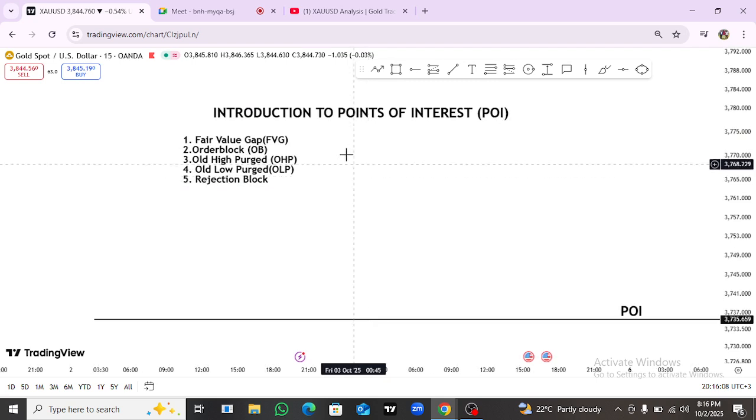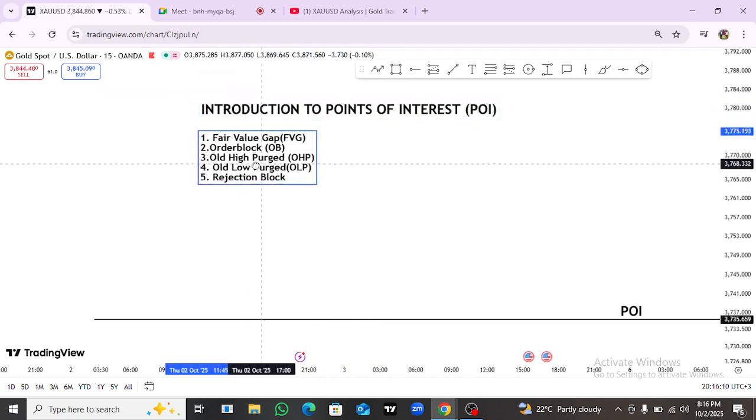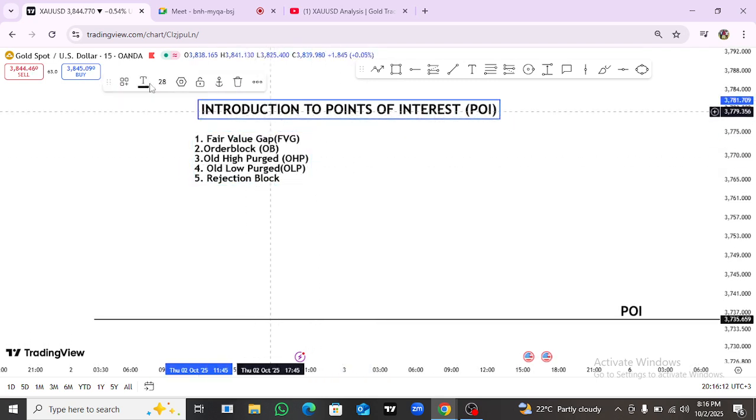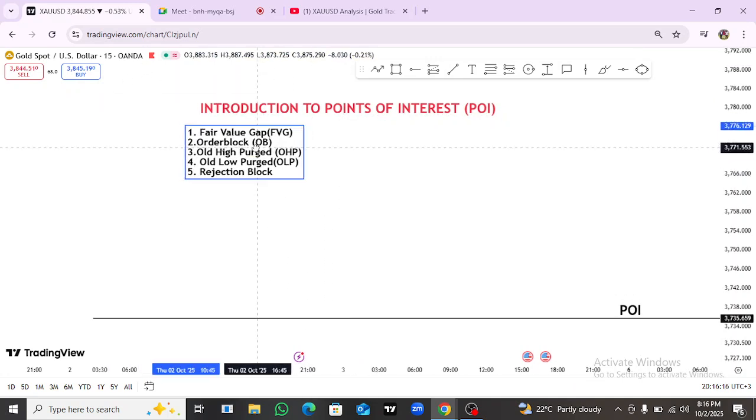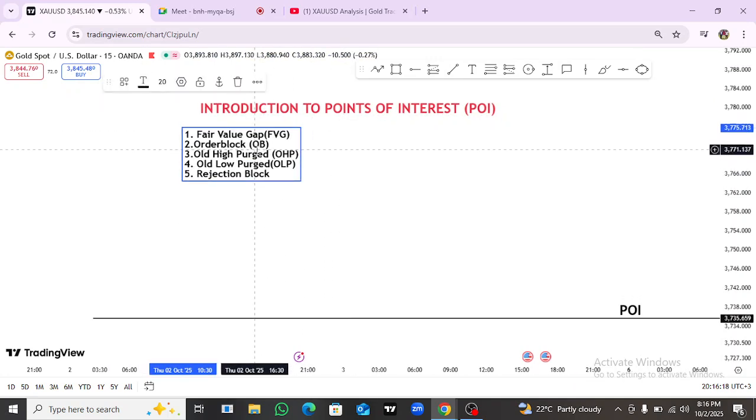So these are the points of interest where the majority of these large institutions, these banks, hedge funds, place most of their orders. We shall be studying each and every point of interest independently. So for today we are going to look at the fair value gap, and number 2, we shall also be looking at an order block, so that tomorrow we can cover other things.